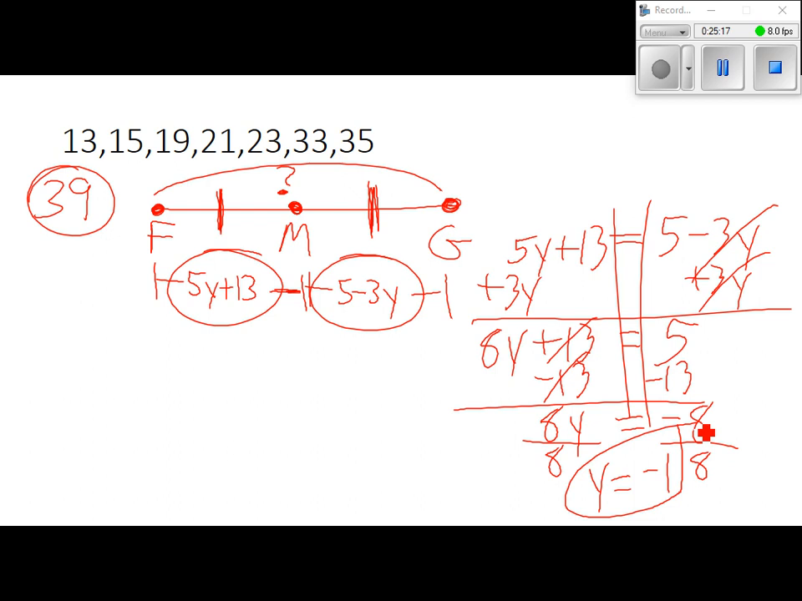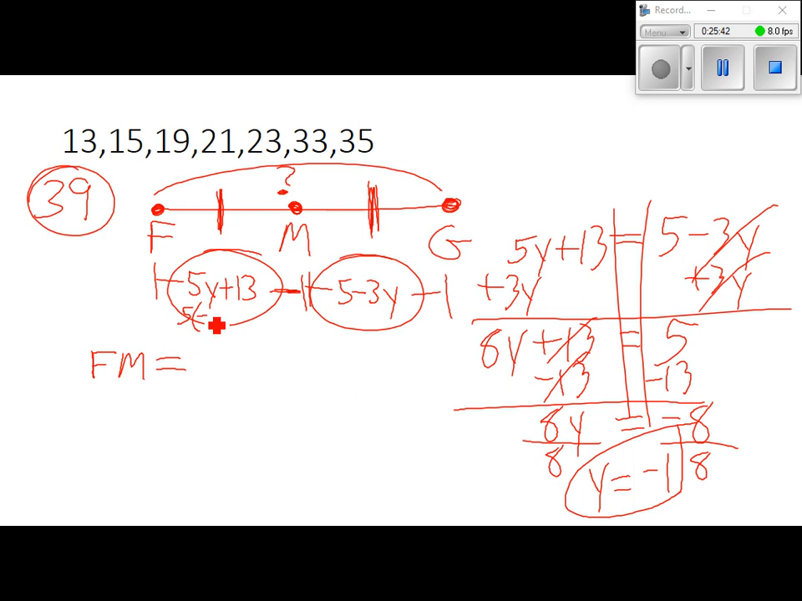Each missing measure. What's that mean? We want to find all the measures in total. How many different segments are there in this picture? Give me one of them. Segment FM. Can we find the length of segment FM? By doing what?